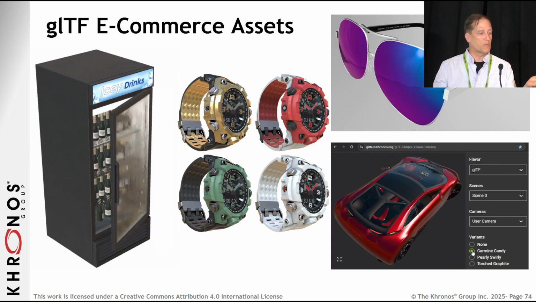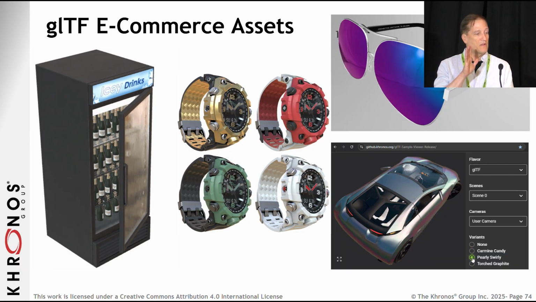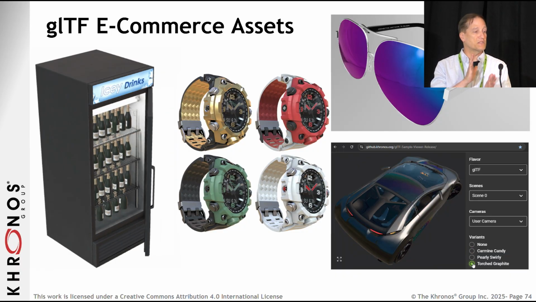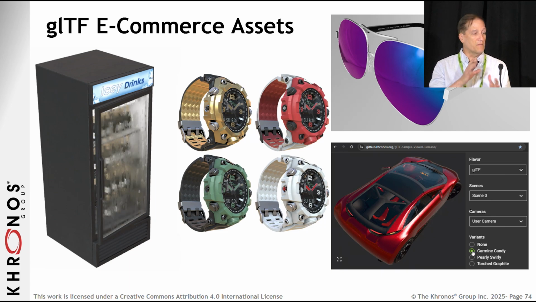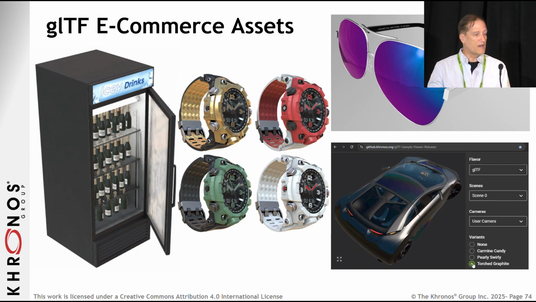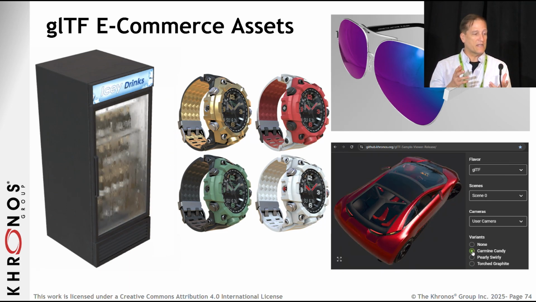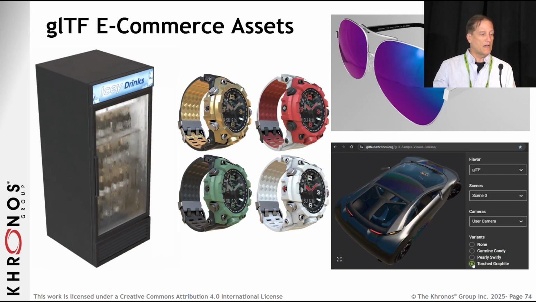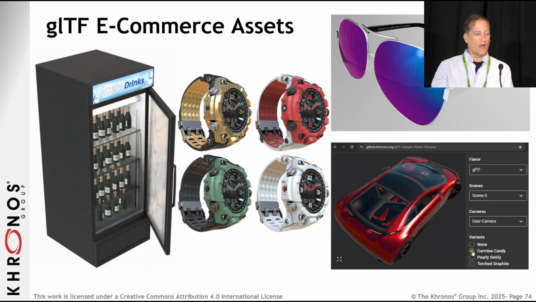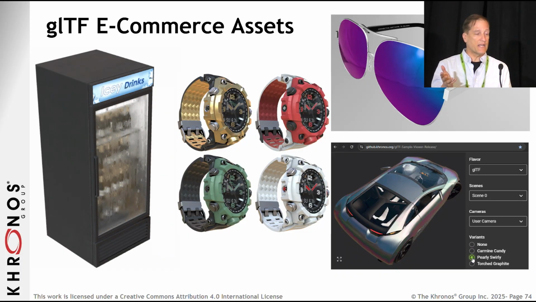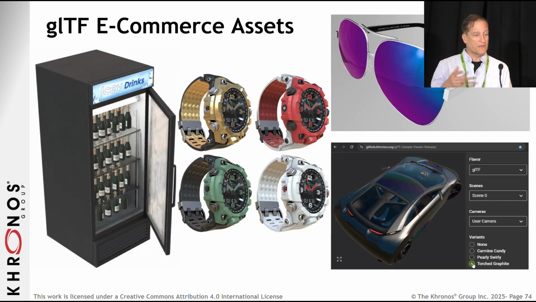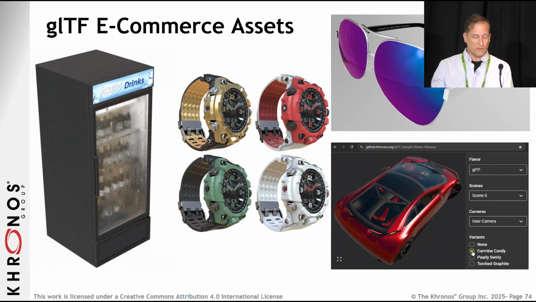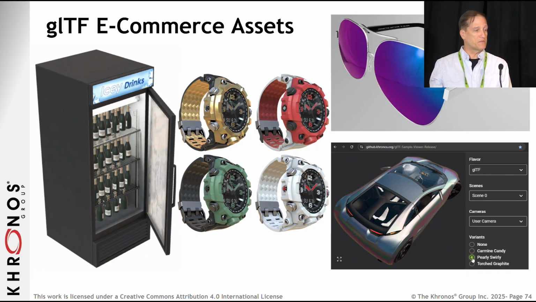So there's a commercial refrigerator there with glass that has condensation on the inside and emissive lighting inside that you could turn on and off. A watch asset that has an animated dial and has material variance and anisotropy for the watch band. And then iridescence with sunglasses, and then the car, which has a whole bunch of features, including variants in different colors.